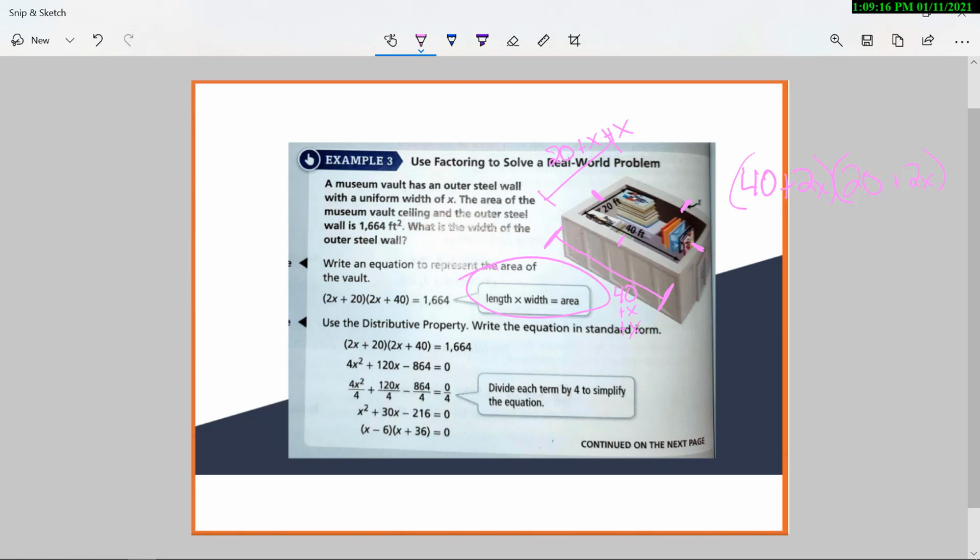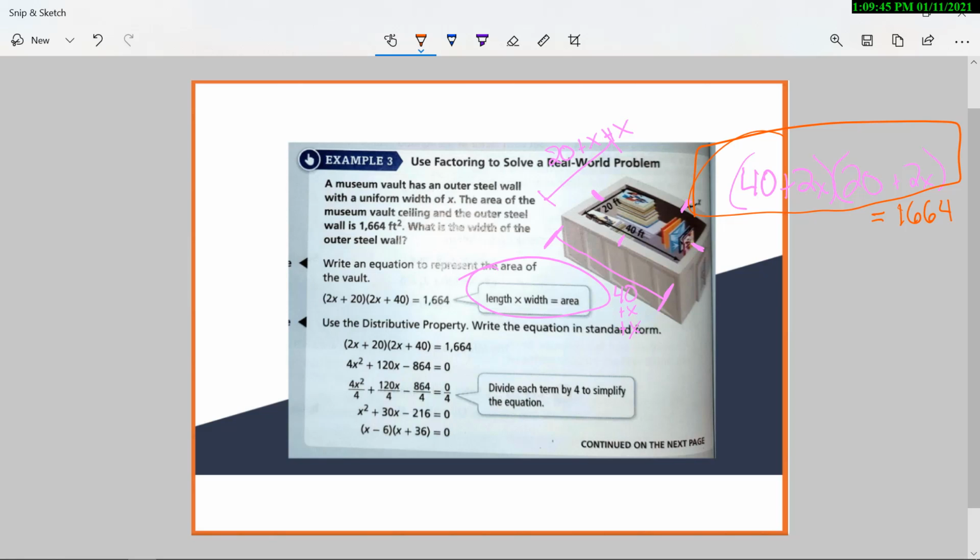Kind of running out of room here already. And then that equals 1,664, because that's our area. So now we have to multiply this out, because we have to set it equal to 0. Well, to do that, we have to subtract 1664. To do that, we have to have regular numbers. We can't have factors, so we have to multiply it out.